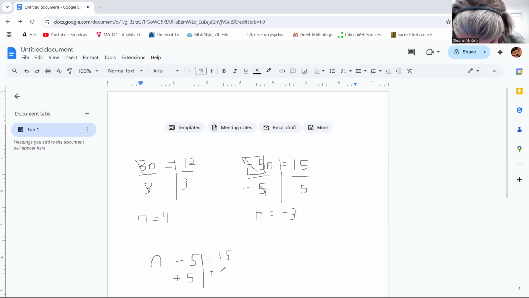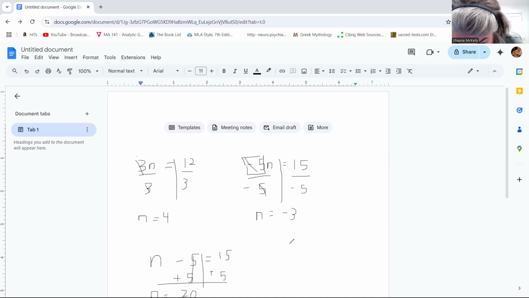And then we're going to get n is equal to, my 5's on the left cancel, 15 plus 5 is 20. So n is equal to 20. I hope that's a little bit clarifying. Let me give you one more.